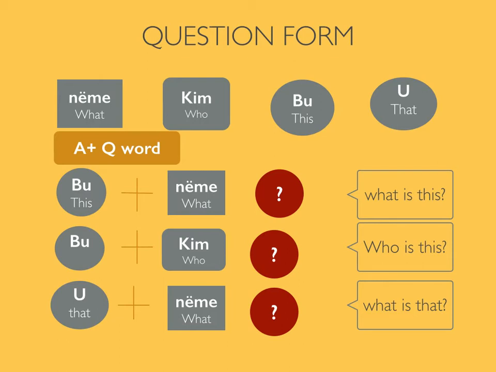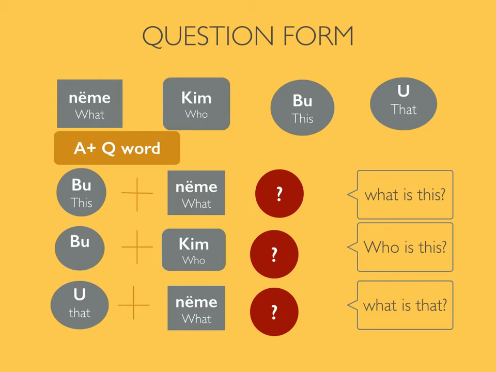The verb always comes at the end. So in this case, the question word comes at the end. Bu, this, nima, what, right? So this actually means what is this? Bu nima, what is this? Bu nima. And next one, bu kim. Who is this? Kim means who.